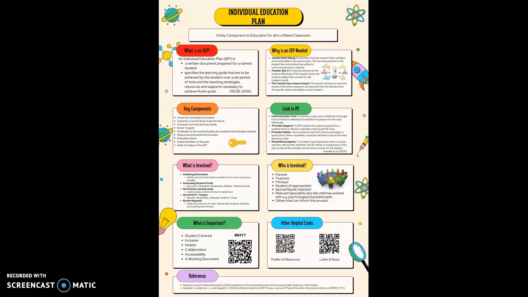So what is important? It's important that the IEP is student-centered, it's inclusive of the student, it's holistic, there's a collaboration between everyone, so that's teachers, parents, students, principals, and everyone mentioned in the previous box. Accessibility, so that everyone can access it and it can be used, and the fact it's a working document is critical. So everything needs to be updated. It's absolutely critical to keep it updated.